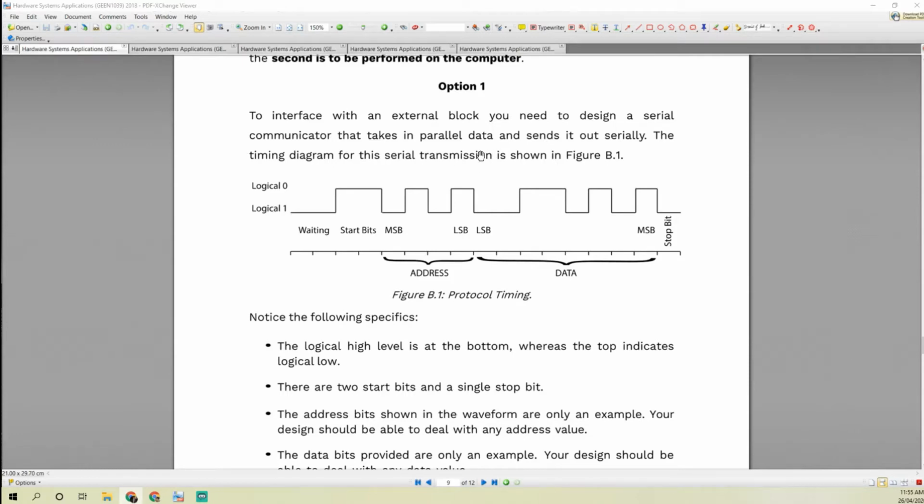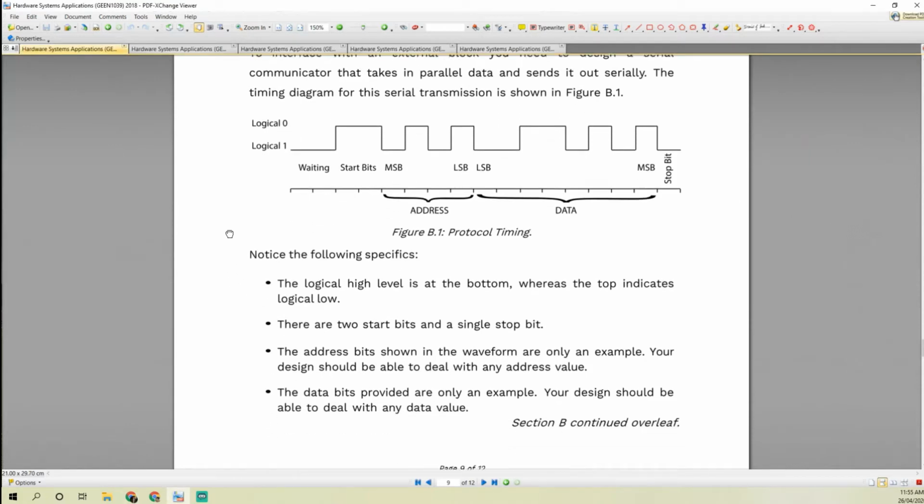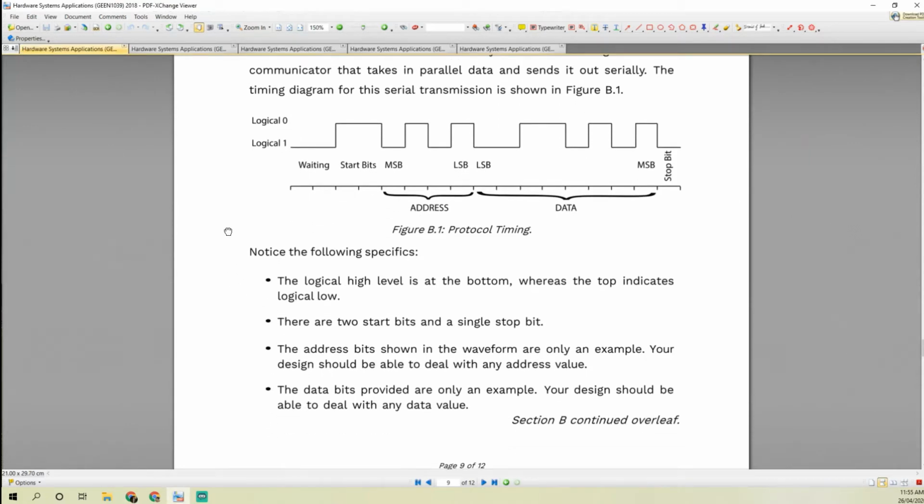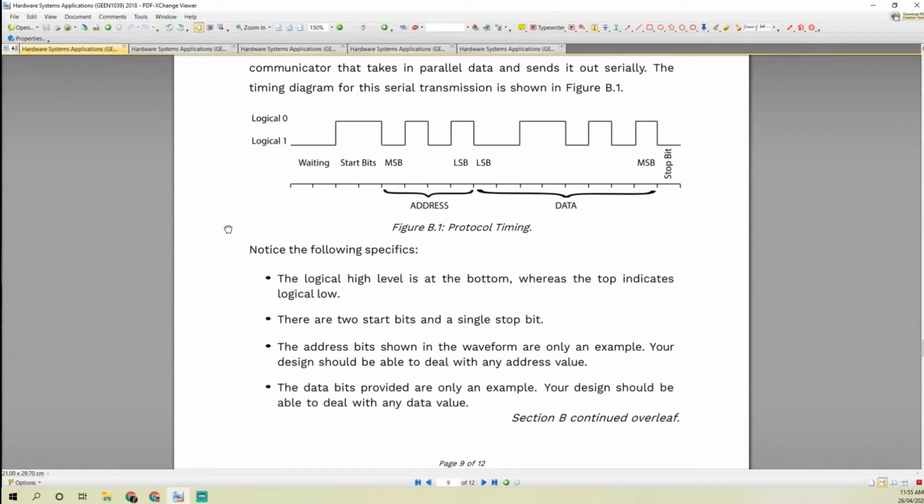So the question reads, to interface with an external block, you need to design a serial communicator that takes in parallel data and sends it out serially. The timing diagram for this serial transmission is shown in figure B1. That's this diagram here, which we will look at in a little bit. Note the following specifics. The logical high level is at the bottom, whereas the top indicates logic low.